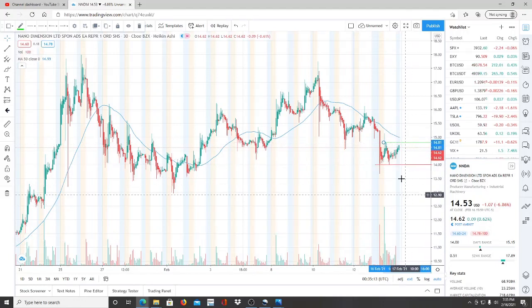Now the resistance, if this momentum continues and the bulls just break right through this offering and they're like, we don't care about the offering, we're going to continue to load up, we want more shares, and we can't wait to see the next catalyst and what's going to come out of this, well, that resistance is 14.81.